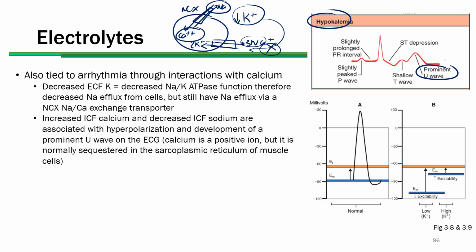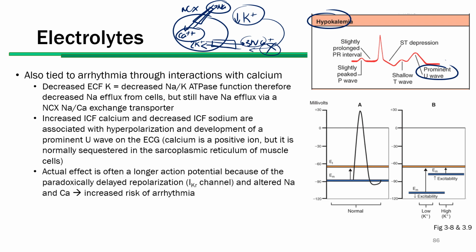Calcium's a positive ion, but it's normally sequestered in sarcoplasmic reticulum, so if it builds up, it can have an impact. The actual effect is often a longer action potential because of the paradoxical delayed repolarization channels, the potassium repolarization, and altered sodium and calcium, so there's an increased risk of arrhythmia.